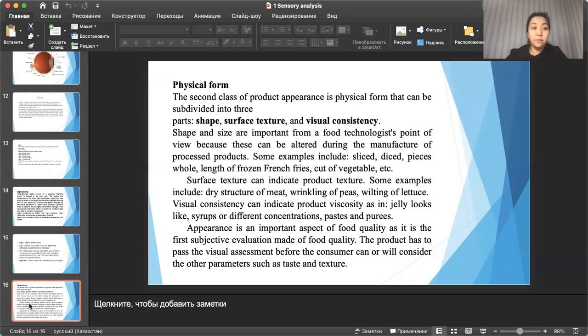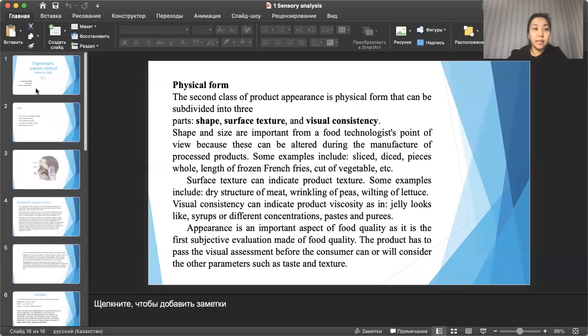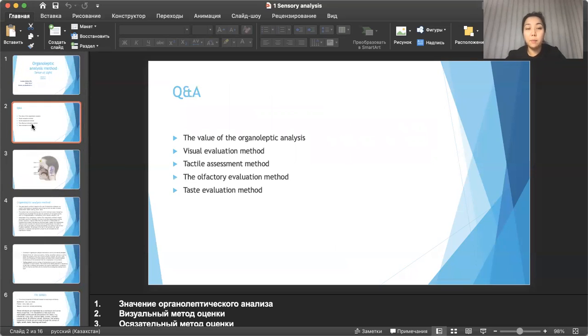So for this first lecture we are ending, and now we are going to answer the questions. For example, the value of the organoleptic methods, the visual evaluation methods, tactile assessment methods, olfactory evaluation methods, and taste evaluation methods.